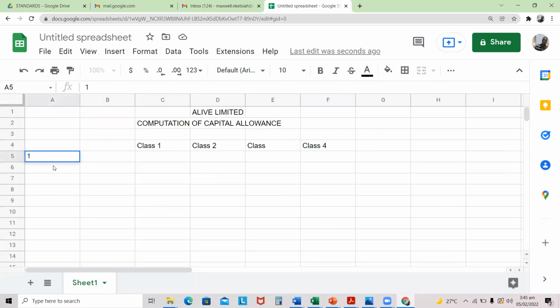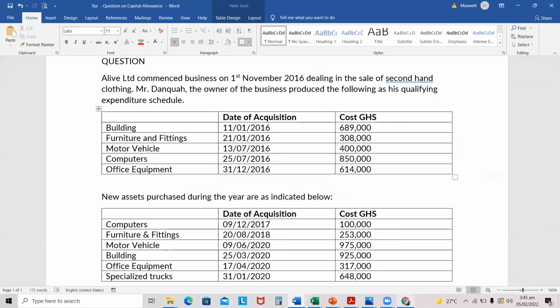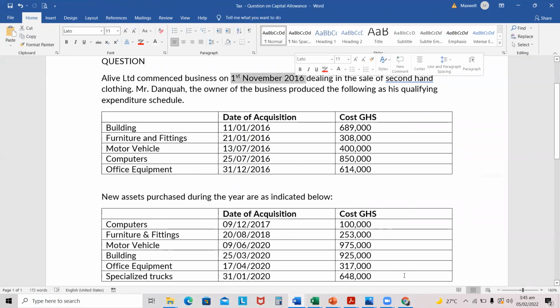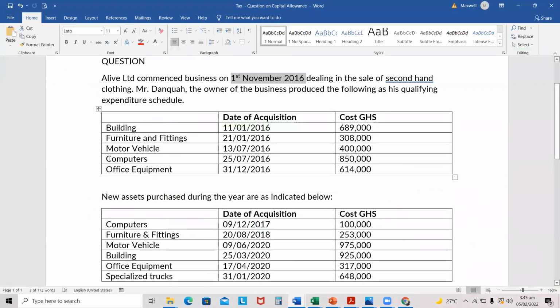We will start from where he started business, which is 1st November 2016, to 31st December 2016. So we have to put all the class 1s here. So class 1, we have only computer equipment.